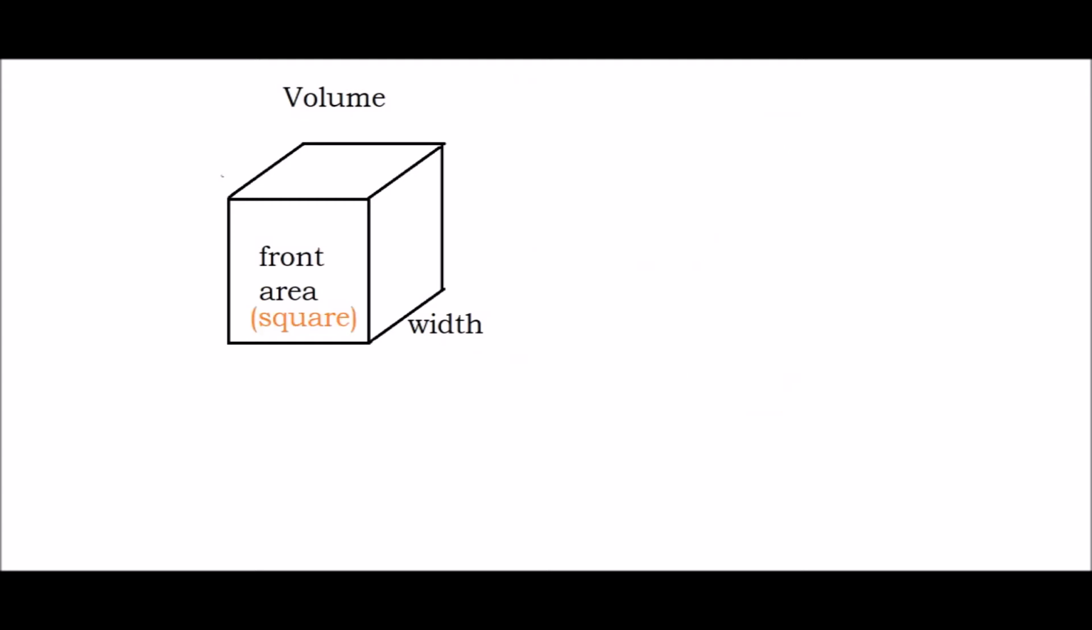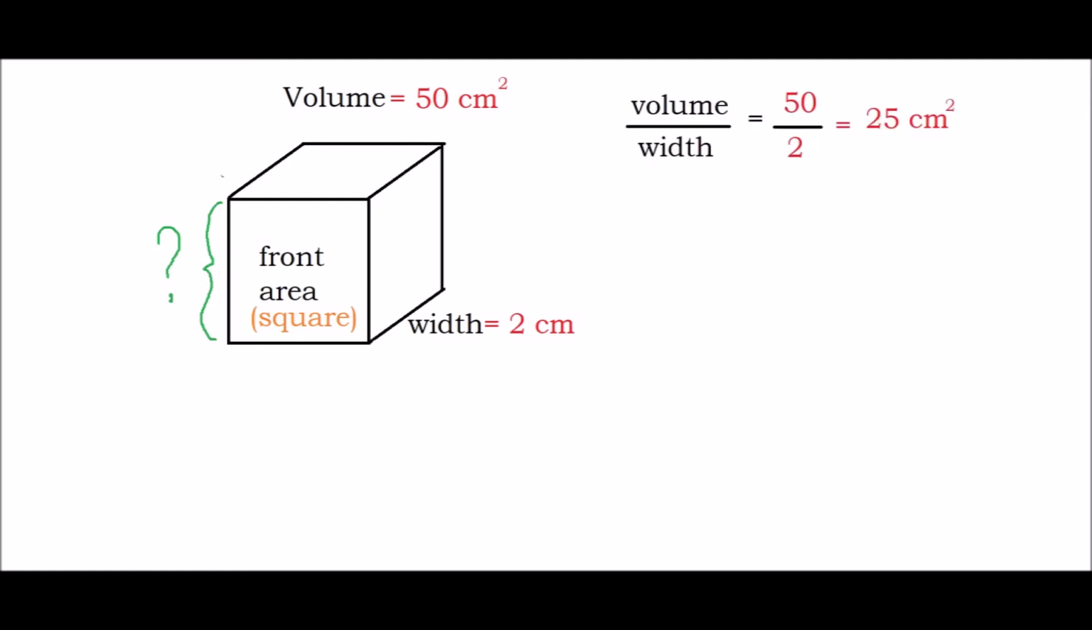Now, what if the front area is a square? And while we know the volume and the width, the question is not about the front area, but the height, or this side right here. Well, we can start by doing what we have done before. We start by finding out the front area. Volume divided by width, 50 divided by 2. The answer is 25 square centimeter.